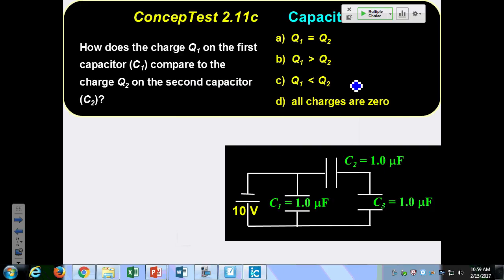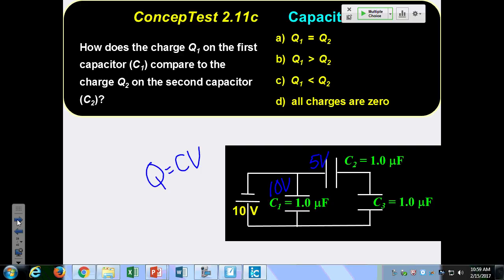I have a voltage of 10 volts here and 5 volts here. Remember, Q is equal to CV. So the one with the bigger voltage, the one with 10 volts on it, has twice the charge as the one with just 5 volts, since they have the same capacitance. So this one actually has 10 microcoulombs, and this one will have 5 microcoulombs.